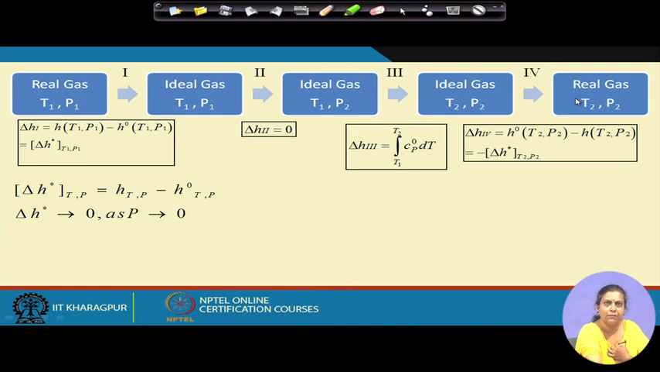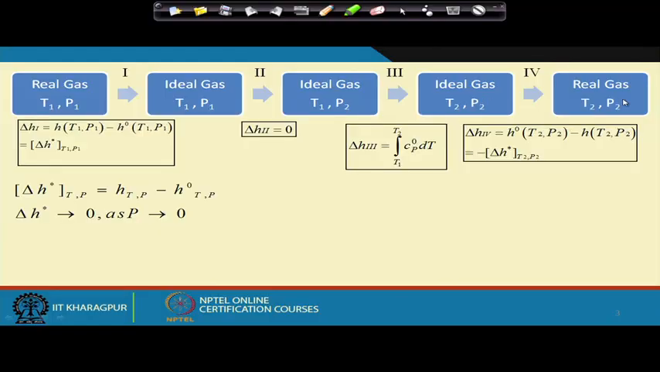Both of these are fictitious paths. They cannot be performed in practice. What are these? We are converting a real gas to the ideal gas and would like to know the property change for this case. Here we are converting an ideal gas to a real gas. We would like to know the property change for this case. Here we would like to compute the property change at T1 P1. Here we would like to compute the same property change at T2 P2.